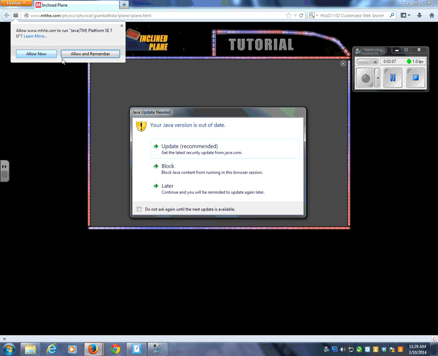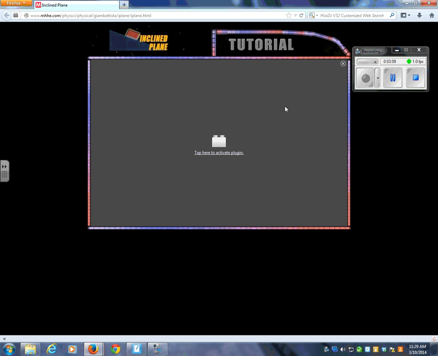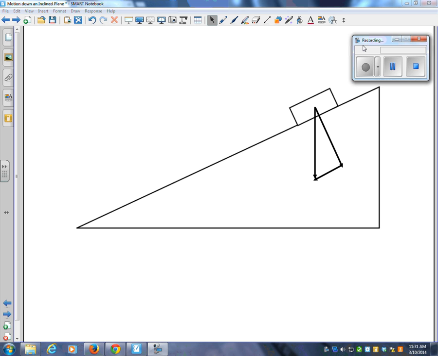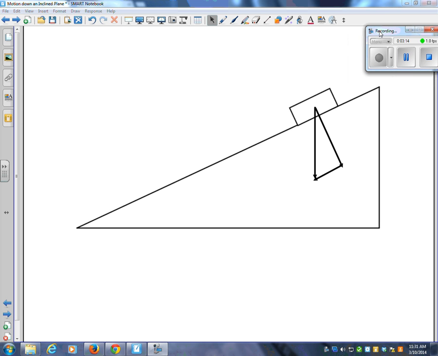Let's see if it's ready to go. Oh yeah, this is fun. So what I want to show you or describe for you is kind of what I was just talking about. Basically, it's the free body diagram of an object that rests on a ramp. So here's my ramp here.